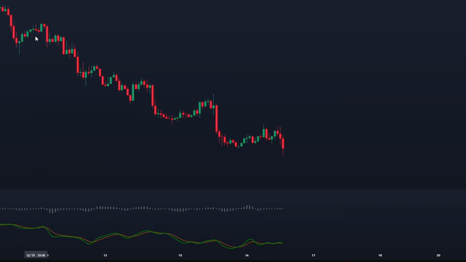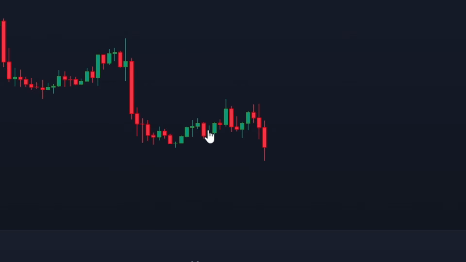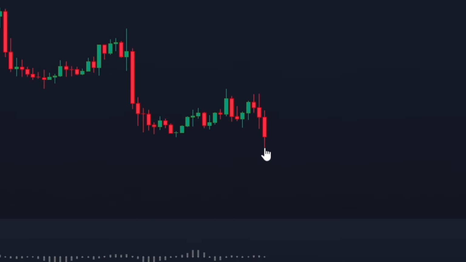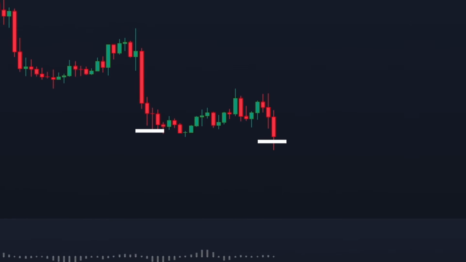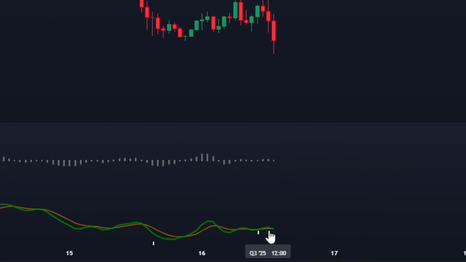Here on the chart, price is clearly in a downtrend. We have lower highs and lower lows, so structurally, the market is bearish. Now price pushes down again and makes a fresh lower low. At this moment, we look at the VFI. This is where most traders don't look, but this is where the information is. You'll notice that while price made a lower low, the VFI line did not follow. Instead, it printed a higher low.